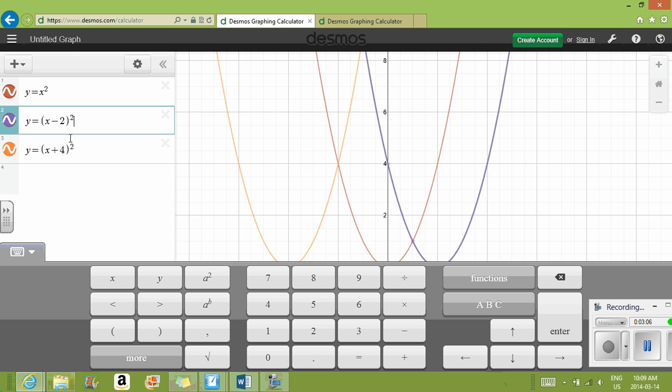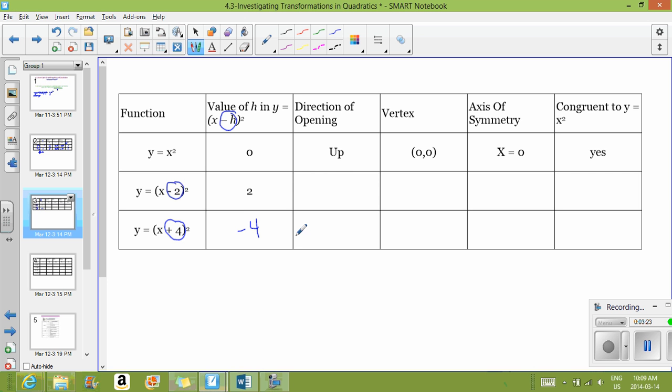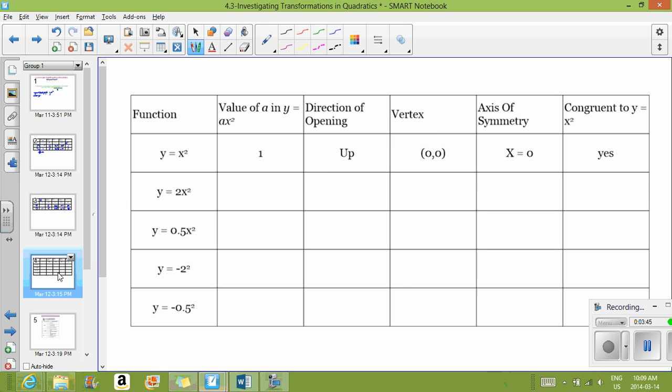I'm also going to put in here, let's say if we did plus 2. You'll see, like from the last graph, that plus 2 simply moved it up 2. So that changed our vertex over to 2 on the right and up to 2. Let's record that into our table here. All of them still stayed up. Our vertex changed to (2, 0) and (negative 4, 0). So our axis of symmetry also changed to the x value of our vertex, and the shape still remained the same.